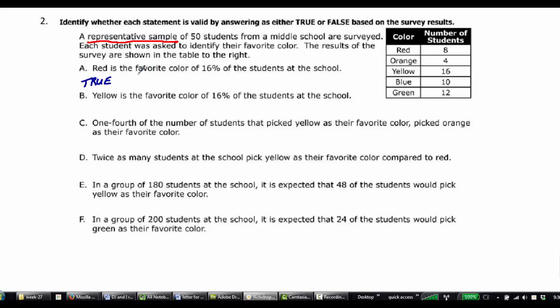I know it's true because 8 out of 50 selected red as their favorite. Percent is out of 100, and 8 out of 50 would be 16 out of 100. Question 2, yellow is the favorite of 16. That's false.